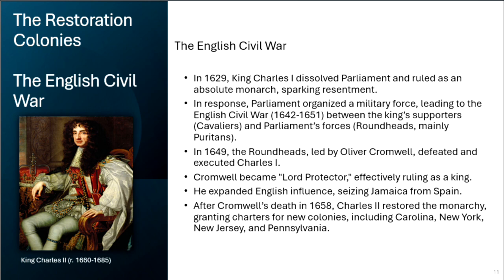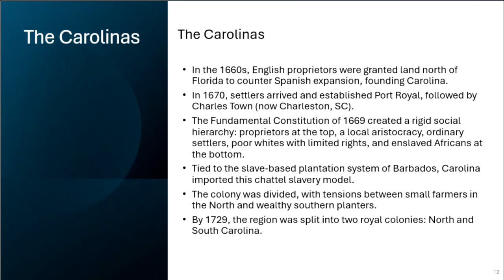So these are the restoration colonies, each reflecting the political and social changes happening back in England. Exactly. Let's start with the Carolinas. What was the motivation behind establishing colonies in this region? Well, in the 1660s, a group of English proprietors received a grant for this vast territory south of Virginia. And their goal was twofold: to counter Spanish expansion in Florida and to create a profitable colony based on agriculture. Strategic and economic ambitions, a familiar combination in these colonial ventures.